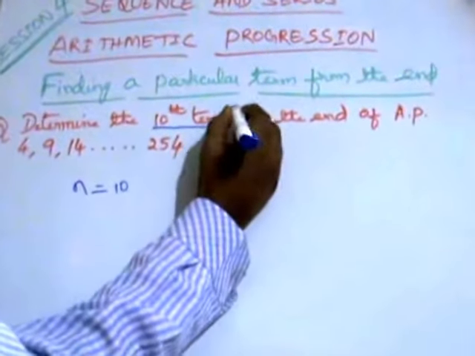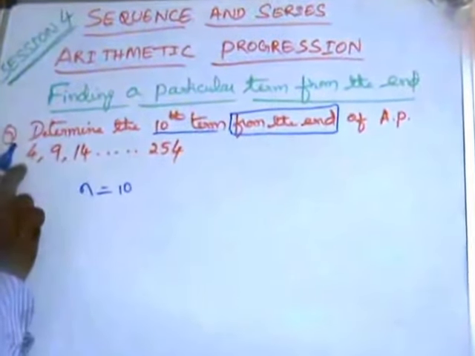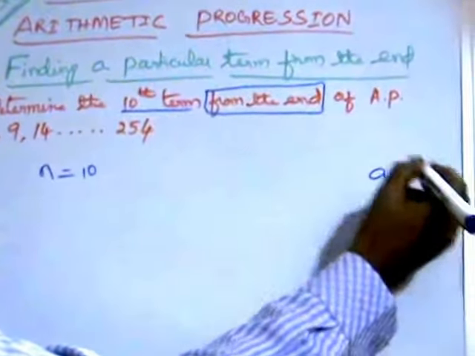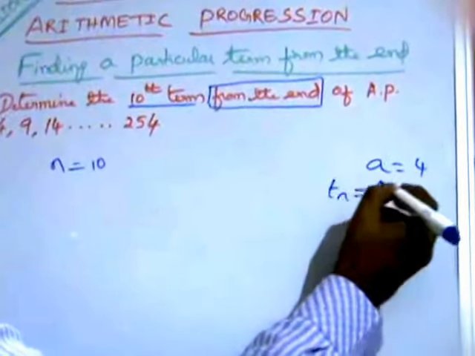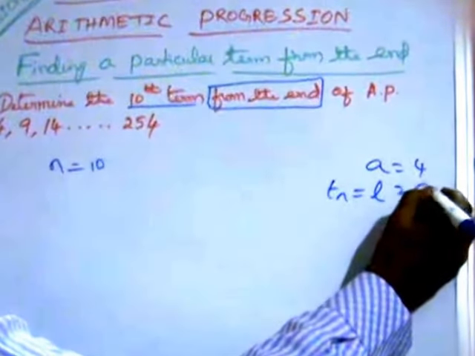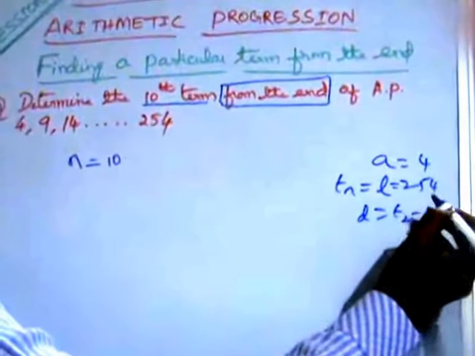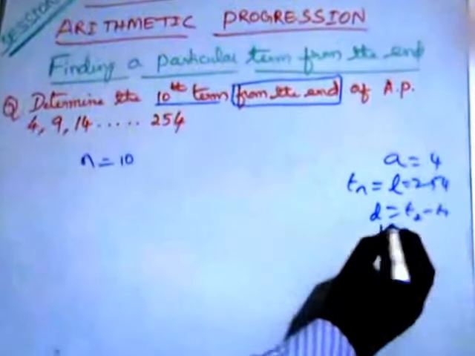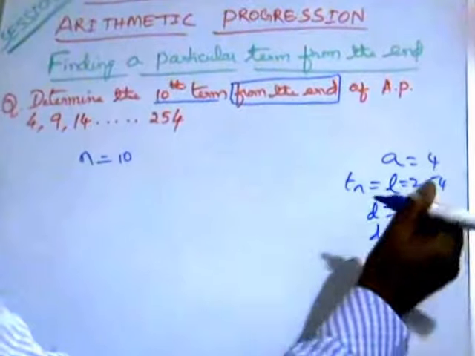The main word is from the end of the AP. This we call A. This we call L. L is also called Tn, which we know is 254. And D is equal to T2 minus T1. That won't change at all. The common difference is term 2 minus term 1. D equal to 9 minus 4, which is 5.